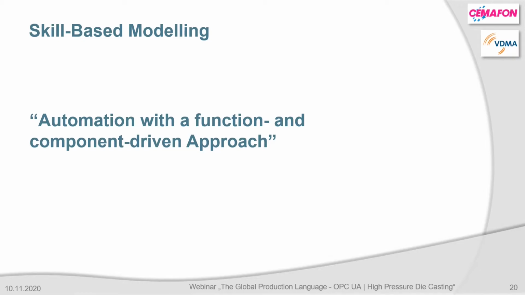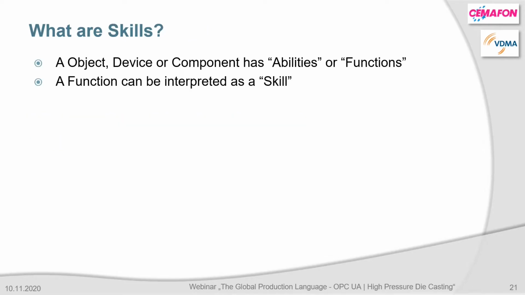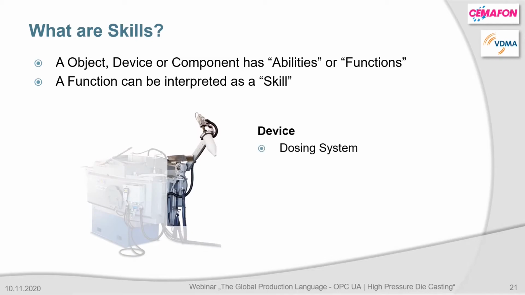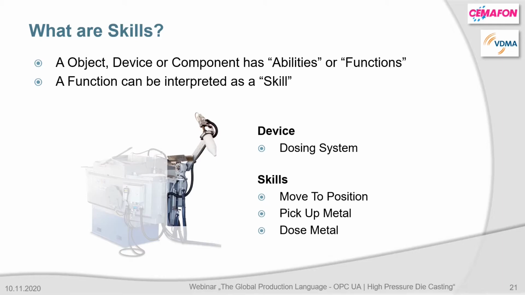And now I want to say something about our automation effort, automation technology. We want to use skill-based modeling. And for us, a skill is an ability or a function of a device, of a system, of an object. For example, if we have here the dosing system, it has some skills. It can move this arm towards a specific position, for example, to pick up metal here or dose the metal into the chamber of the high pressure die casting machine. So these abilities of the system are the skills of the system.